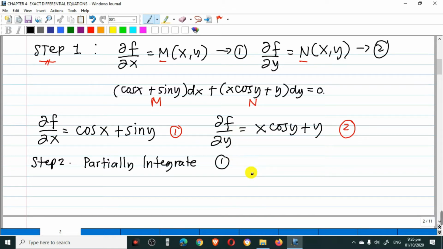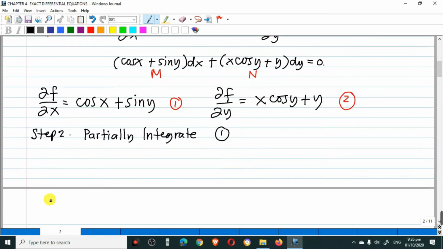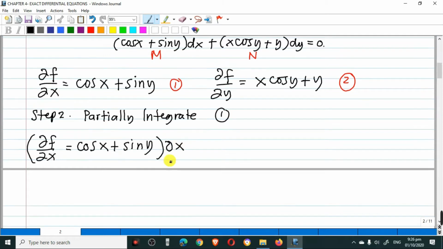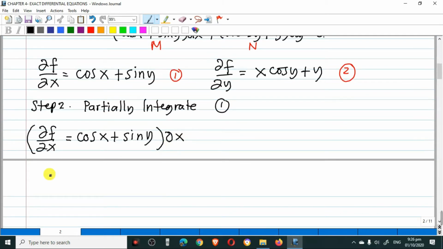Our equation number 1 is this one, so I will write it down. Equation number 1 is the partial derivative of the function with respect to x, equal to cosine of x plus sine of y. We are going to integrate this. For us to integrate, we need to simplify first. Both sides must be multiplied by the partial derivative of x. Then proceed to the simplification.